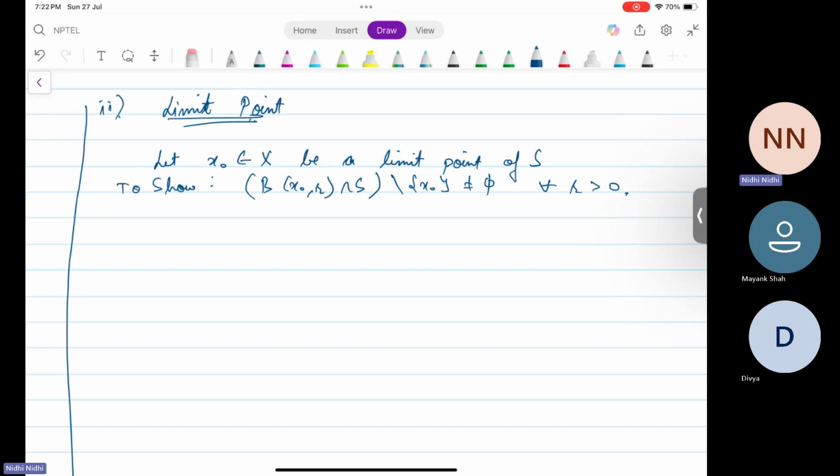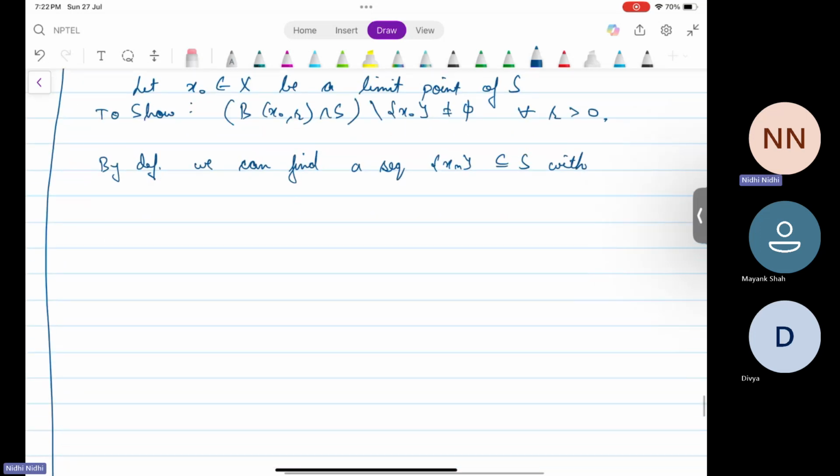Now, since x naught is a limit point of S, by the definition of limit point, we can find a sequence xn in S with distinct terms, such that the sequence xn converges to x naught. Clearly, by distinct terms, we mean that xn is not equal to x naught for every n.